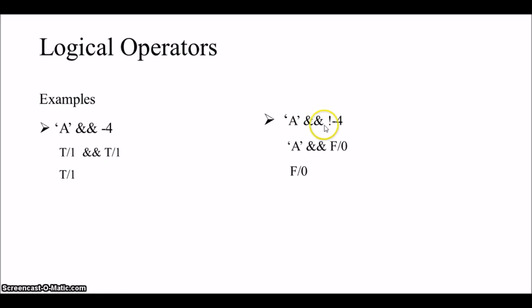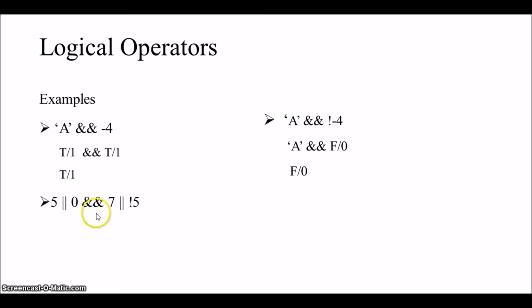If we just make this as not 'A' and not of -4, in that case, we follow the precedence table. This not of -4, logical not, will be evaluated first. We know that -4 is true, not of true becomes false. 'A' and false. So we know that 'A' is true, true and false. As per the truth table of logical AND, if either one operand is false, then the result of the entire expression is false. So 'A' is true, true and false will give the result as false.